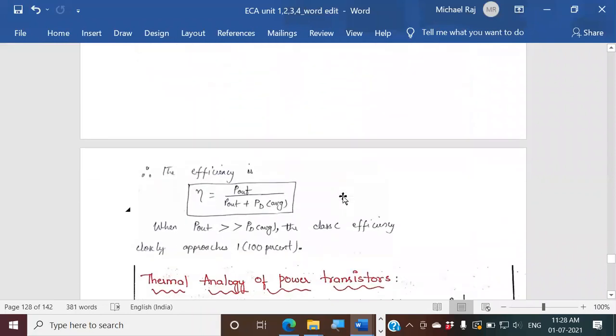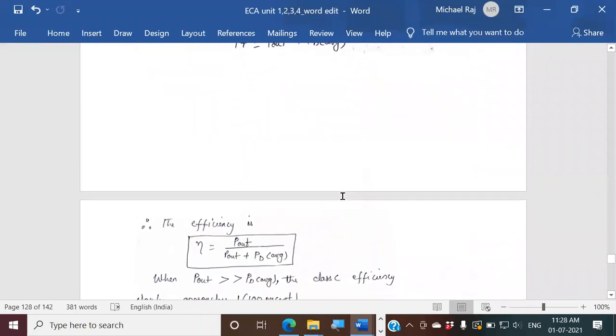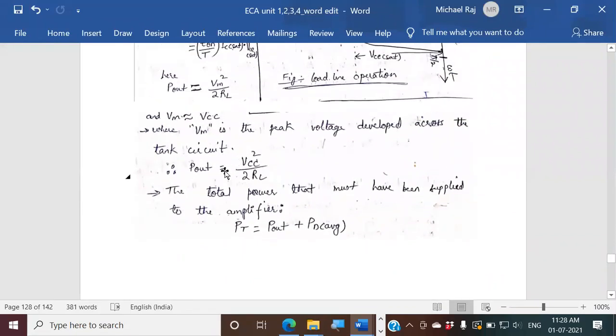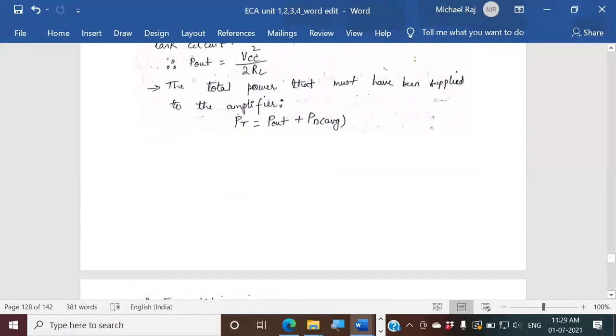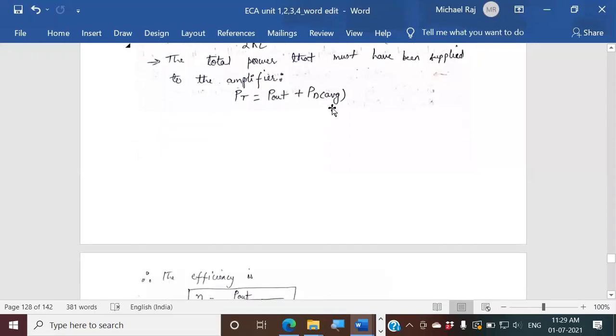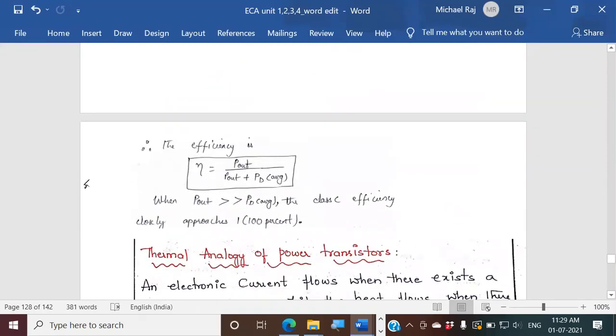So the efficiency will be the output power, and we have taken only the AC. So P out by P total will be the efficiency. P out is this one, P total is P out plus PD average. Now all this we have already discussed in the previous class.